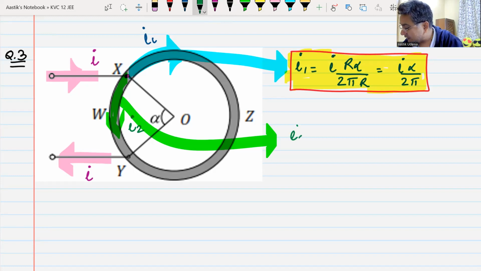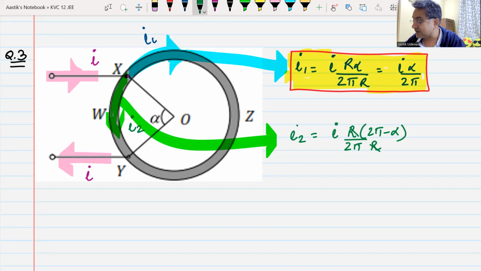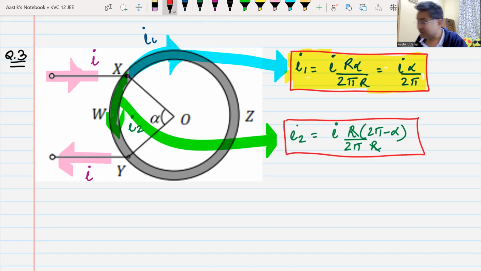Okay. Similarly, I2 will be equal to I into R into 2 pi minus alpha divided by 2 pi divided by the total resistance. Total resistance is going to get cancelled, and that will be the answer for I2. I2, the branch is smaller, but the current is higher. That is the point that I wanted to let you know. I hope I made my point absolutely clear to everyone.